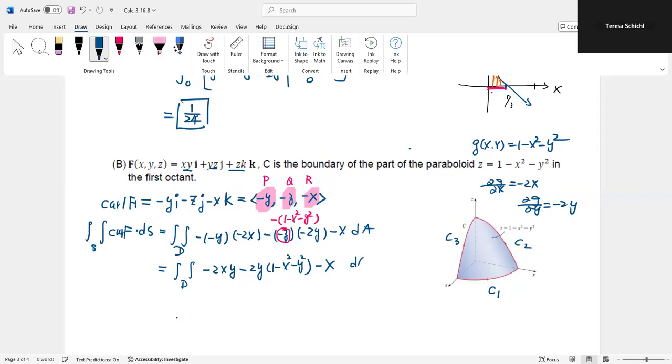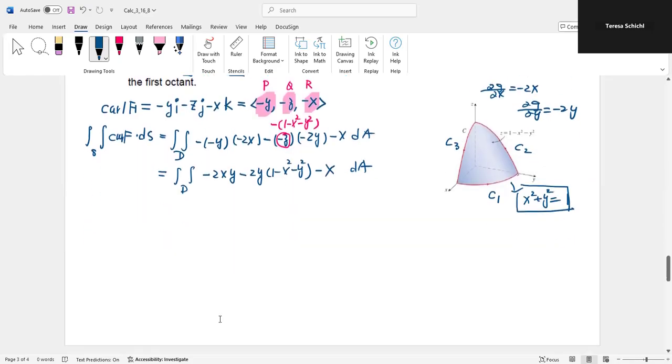Okay, so this one's here because when z equals zero, this surface is x squared plus y squared equal to 1. Because x squared plus y squared equals 1, in order to integrate that, I need to change to polar coordinates. This one is a little more complicated than the other, but still not too bad. So I will say x equals r cosine theta, and y equals r sine theta.